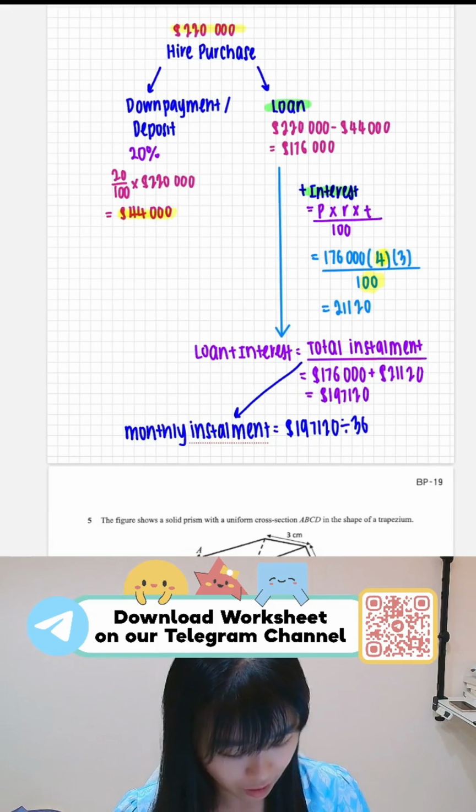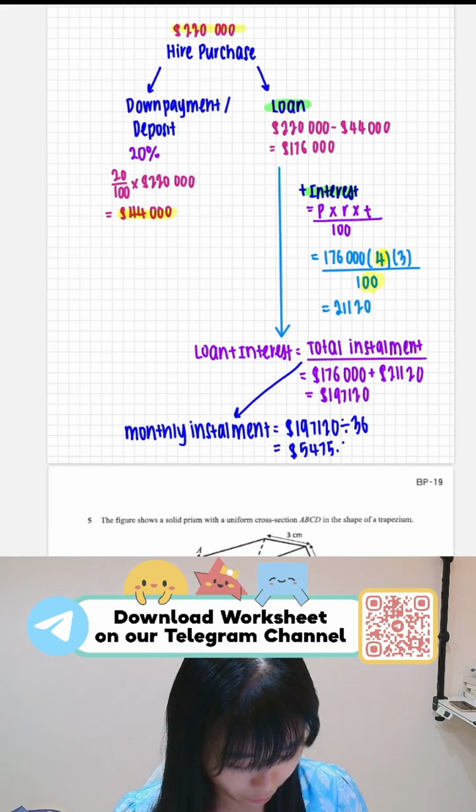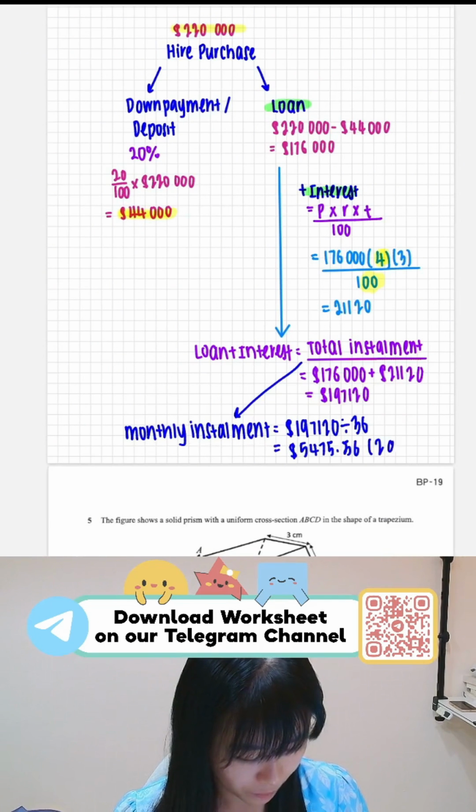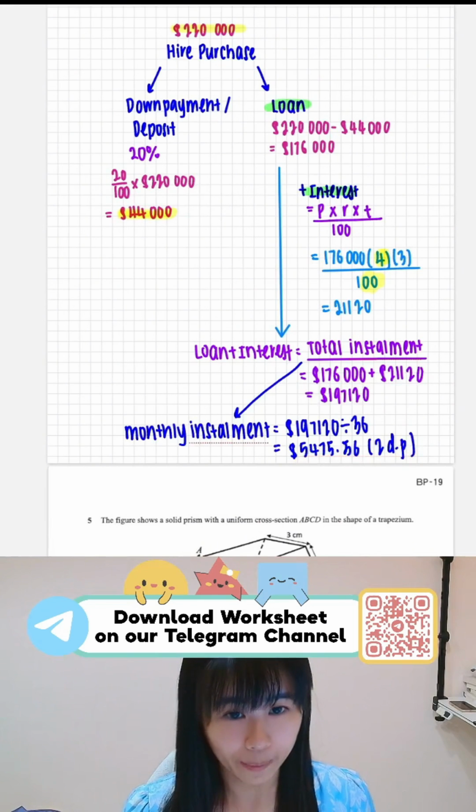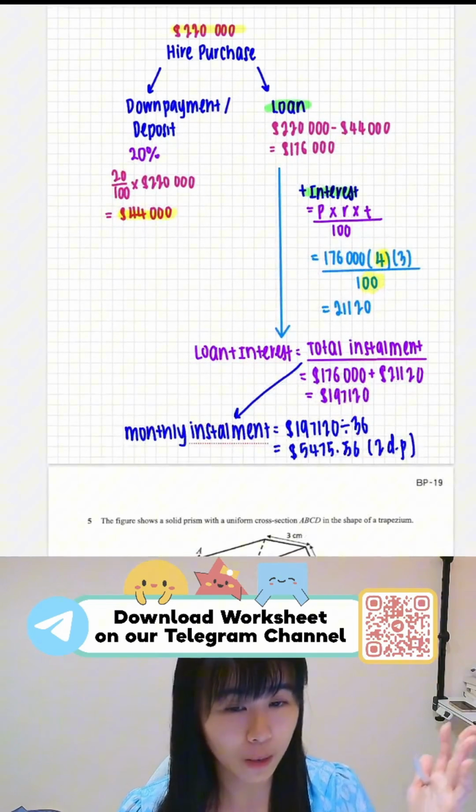Okay, so then I divide. Now I have a lot of decimals, but never mind, I'm going to round off to 2 decimal places. 0.56 to 2 d.p. Correct. So this is the monthly installment I will need to pay. So that's how the entire hire purchase thing works.